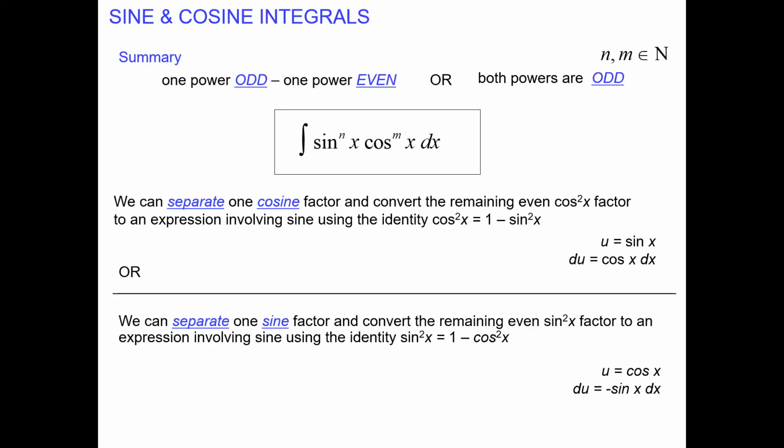Now let's expand to not only even powers. We're still looking at that example. Now, the exponents, the powers n and m, could be one even, one odd, either way, or they can be both odd. If we see one odd either way or both odd, then we're not using the half angle formula.